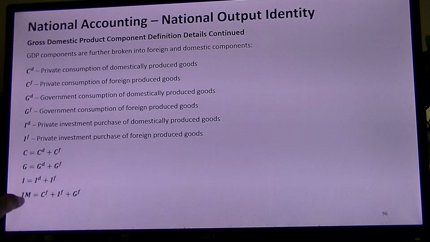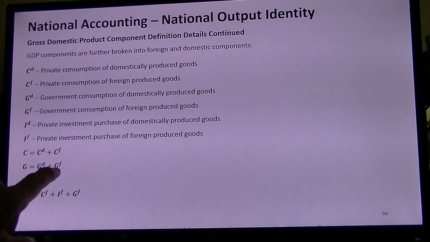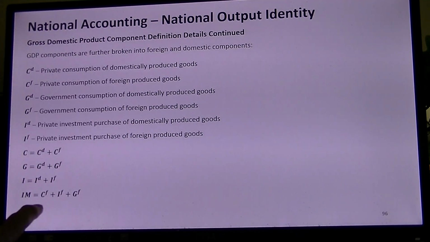Then imports are all of the F components. CF plus GF plus IF equals imports. So those are imports.